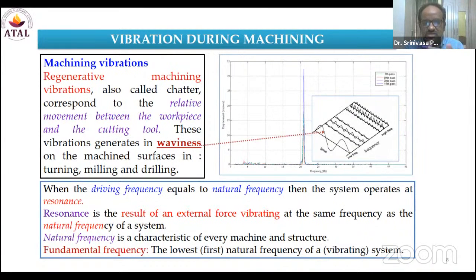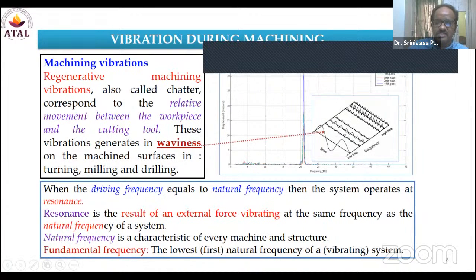The driving force, the spindle, will start rotating as per the instruction given by you as part of the part program. Whenever this particular driving frequency, which is running according to your input instructions, or programmed frequency matches with the natural frequency, then the resonance will occur. That is where you will identify these peaks.